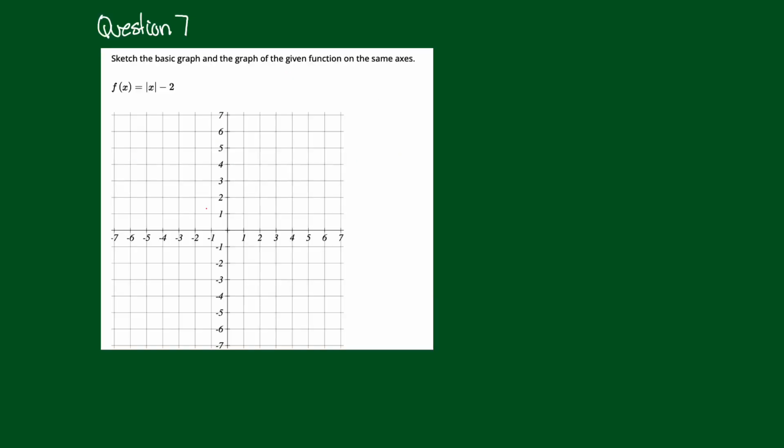Question 7 directs us to sketch the basic graph and graph of this function right here on the same axis. Okay, now you can see that the basic function here is going to be f of x equals the absolute value of x. All right, so here's the basic one. I'll do that one in red. So the basic function is f of x equals absolute value of x, and that says V-shaped function. So start here at the origin.